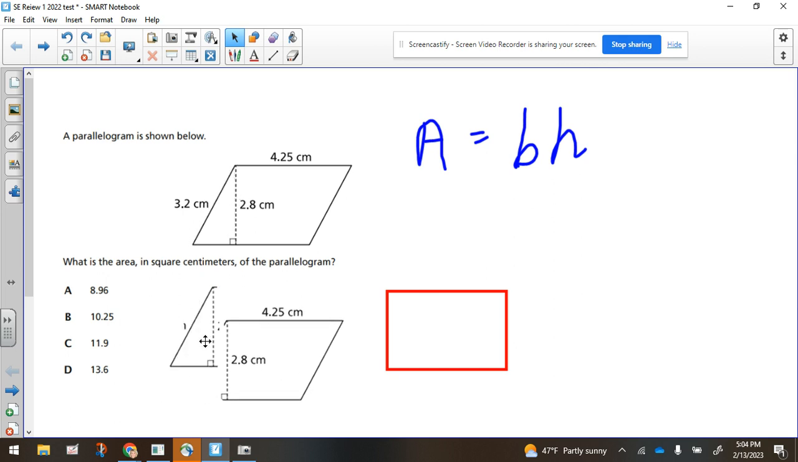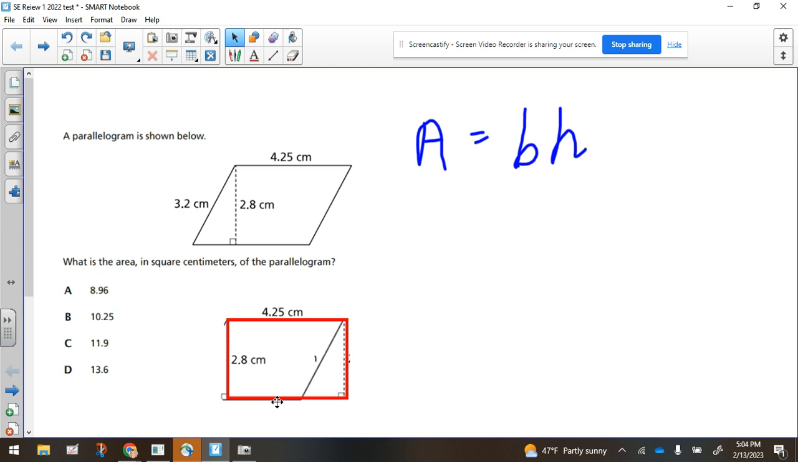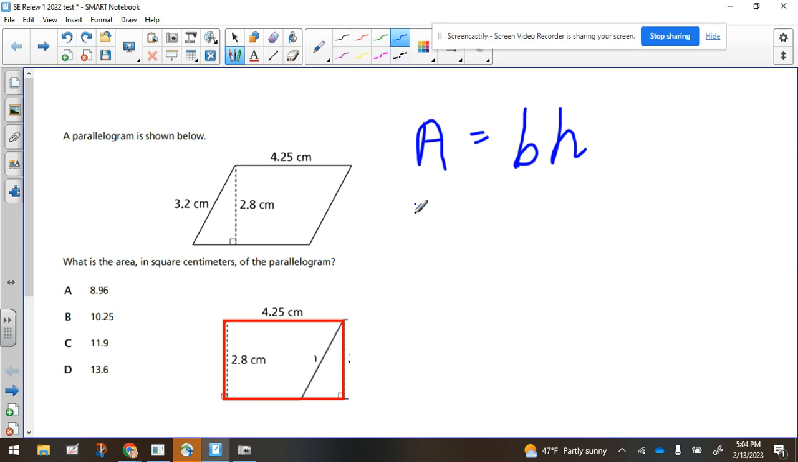So let's move this back so you can see it again. If we take this piece and we just switch it to the other side of the parallelogram, it forms a rectangle. So you would have to ask yourself, if I was going to find the area of this red rectangle, what would I need? I would need this number, 4 and 25 hundredths, and I would need the height of the thing, which is 2 and 8 tenths. So let's substitute those values in. 4 and 25 hundredths times the 2 and 8 tenths.